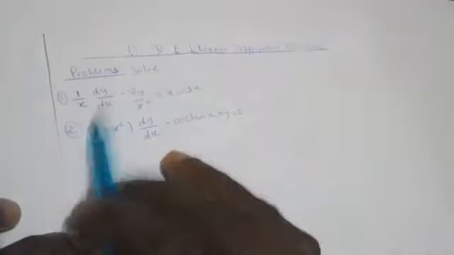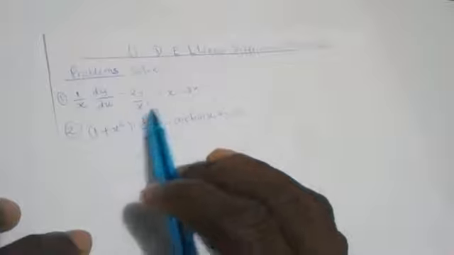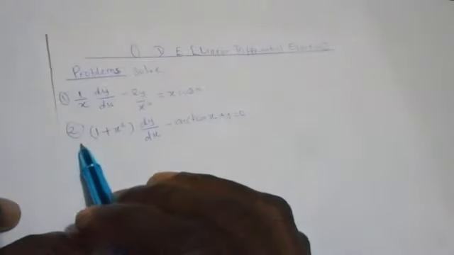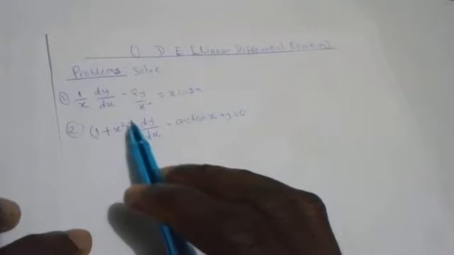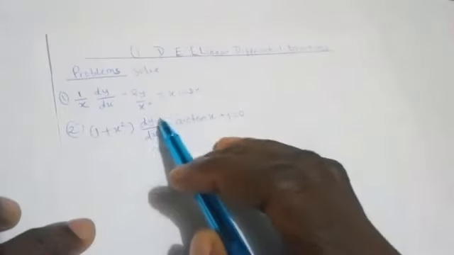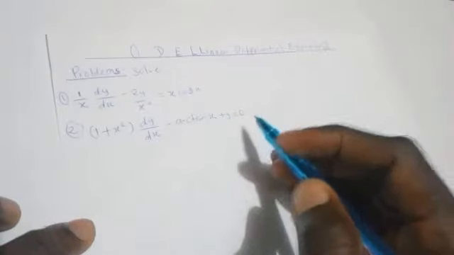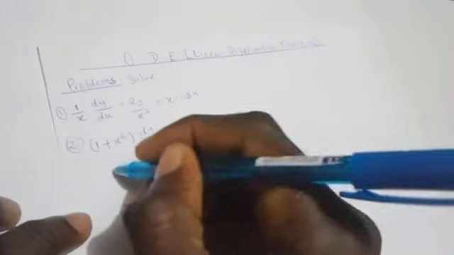Number 1: (1/x) dy/dx minus 2y/x squared equals x cosine of x. And question number 2: (1 plus x squared) dy/dx minus tan x plus y equals 0. So let's get started. Solution.